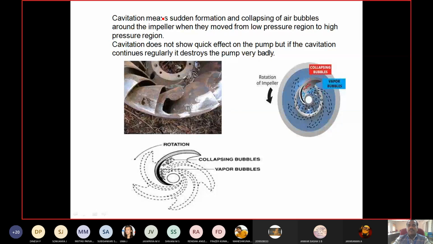Cavitation means the sudden formation and collapsing of air bubbles around the impeller when they move from a low pressure region to a high pressure region. There will be some vapor bubbles, then collapsing bubbles, which will produce some saturated liquid. Also there will be some vapors. So to pump, there is a mixture of liquid and vapor, and during the pumping process there will be difficulty. Cavitation does not show a quick effect on the pump, but if the cavitation continues regularly, it will destroy the pump very badly.